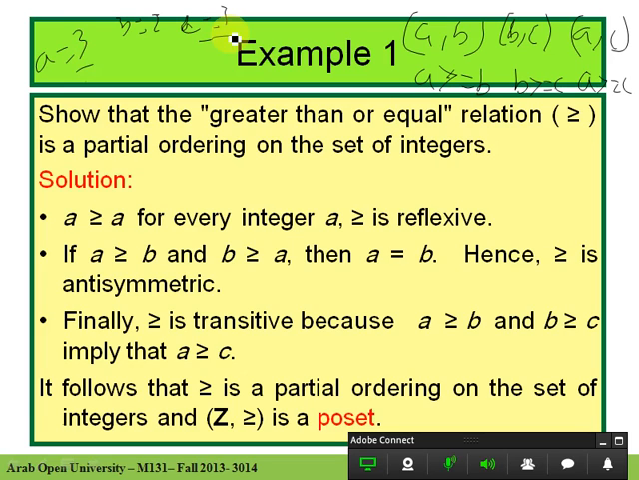You cannot have A 3, B 3, C 1 because A is different from B. Okay, so it is transitive. Then we say that the greater than or equal to is a partial ordering on the set of integers. We also call it a poset, partial ordering set.